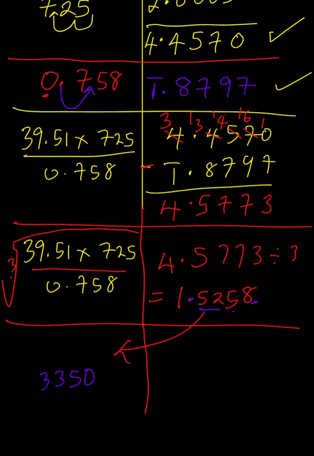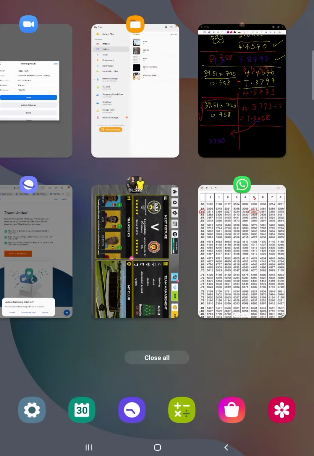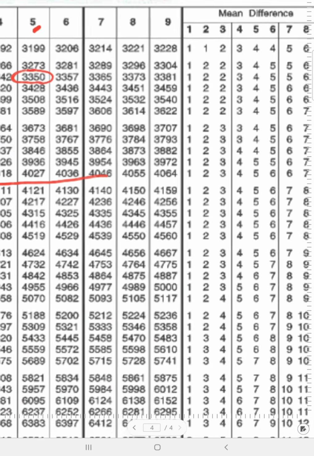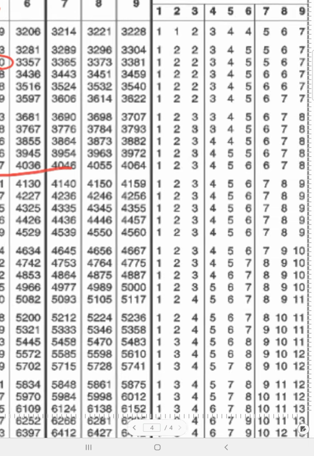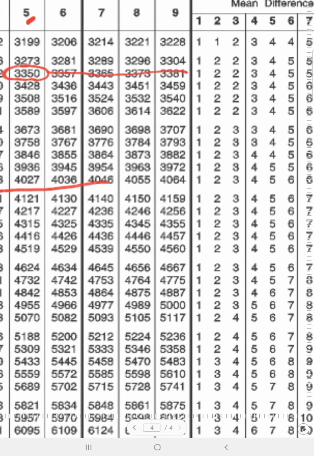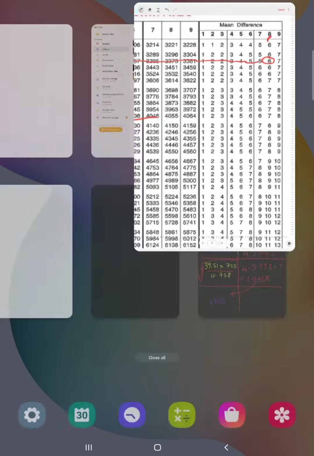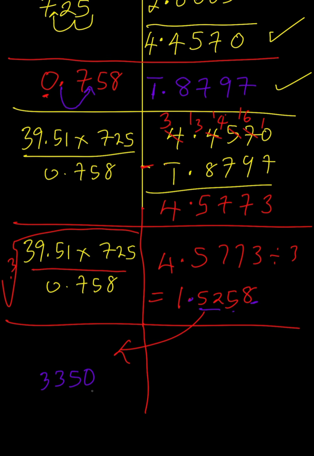3350. Difference of 8. So you check for difference of 8. This is the difference here. So this is still the line where we are. Difference of 8. This is 8 here. So trace it there. Difference of 8 is 6. So you have to carry 6 and add to this number. When you add 6 to it, you have 3356.